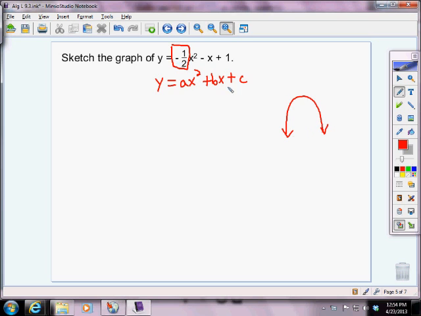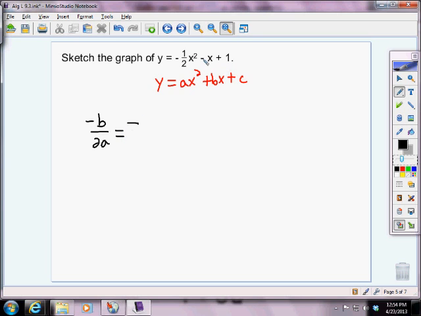Remember, our leading coefficient tells us whether the graph will be opening up or opening down. If it's negative, it opens down. So that should give me an idea of what my graph should look like. Remember our steps to graphing. The first thing we need to do is find the x-coordinate of the vertex. We do that by using negative b over 2a.